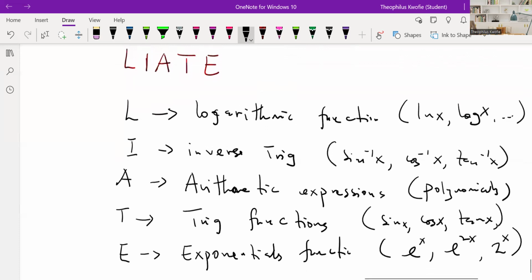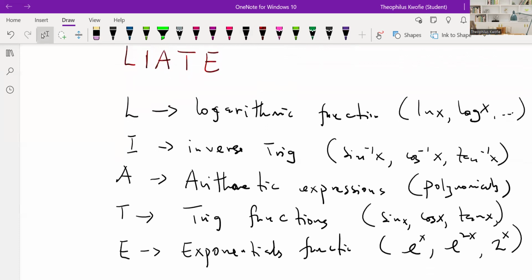So for the choice of u, let me point out here that the choice of u will rely on what we call the LIATE. The LIATE is a heuristic for making our work simple when making a choice for u. I would want to point out that the L has higher order compared to the inverse trig functions, and then the inverse trig function has a higher order as compared to the algebraic expressions, and so on and so forth. So I would want us to follow that.